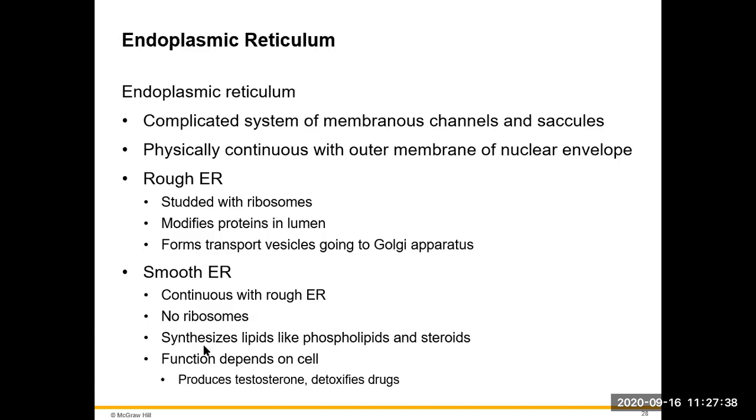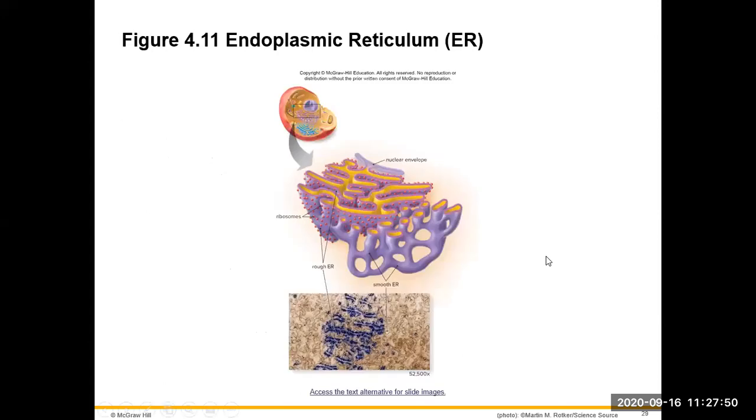Their function depends on the cell. Some of them produce testosterone, others detoxify drugs, or others still do both or even more tasks. This is the endoplasmic reticulum.